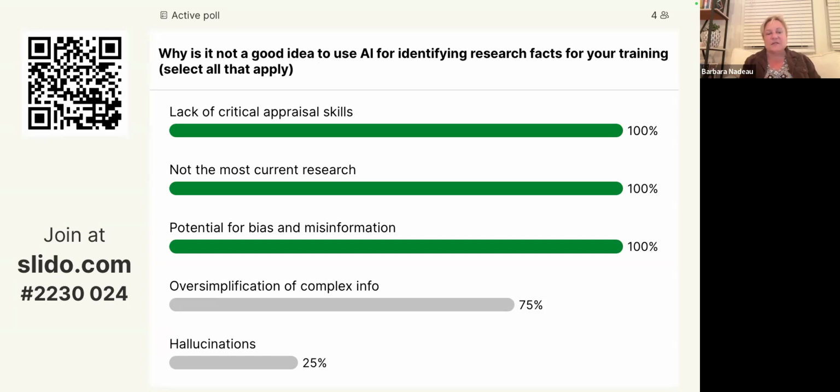There's a potential for bias and misinformation. That has been shown throughout AI. The people working on AI are trying to correct that, but it does seem to be a problem. And I will say I agree with both these next two. There is oversimplification of complex info and hallucinations, and I'll talk about that in a minute.